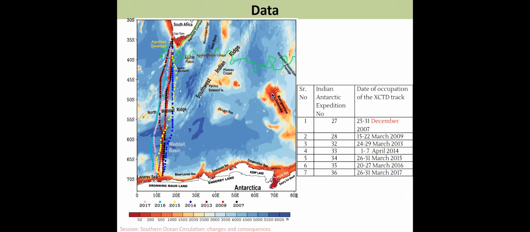I have 7 tracks that have been occupied during 2007, 2009, 2013, 2014, 2015, 2016, and 2017. Most of them were covered during the later period of the austral summer, March, except for 2014, which was in April. However, 2007 was in December, early austral summer. And these are the distribution of the tracks between South Africa and Lazarev Sea.